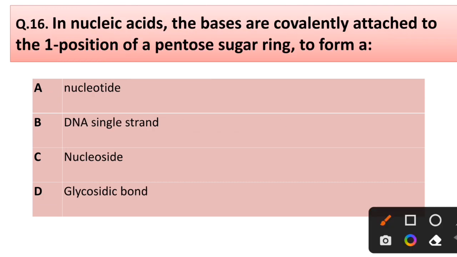Question number 60. In nucleic acid, the bases are covalently attached to the first position of the pentose sugar ring to form a nucleotide, DNA single strand, nucleoside, glycosidic bond. Answer is option C, nucleoside.